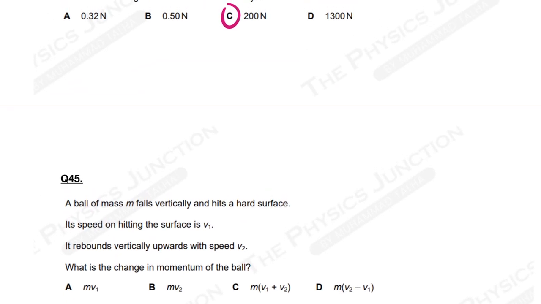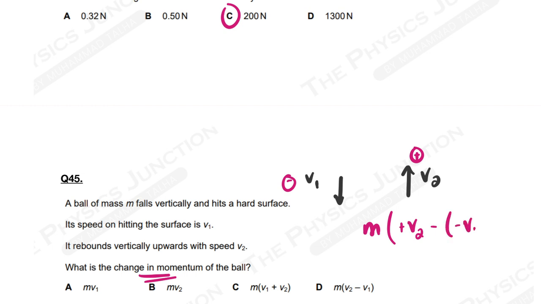45. A ball of mass m falls vertically, hits a hard surface. Speed on hitting the surface is v1. The speed with which it rebounds is v2. What is the change in momentum? Again, the sign convention tells you how to do this. Upwards, positive, downwards, negative. So you would say this is v2m. So we are finding change in momentum. So your final velocity is positive v2 minus negative v1. So v2 plus v1, that's C.